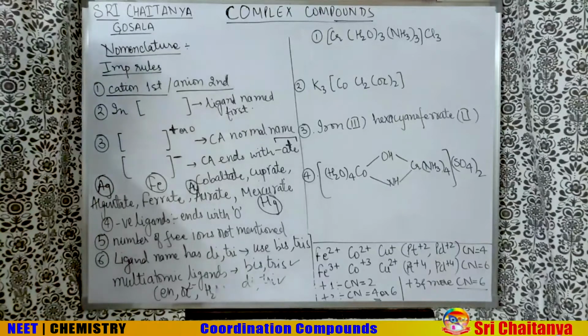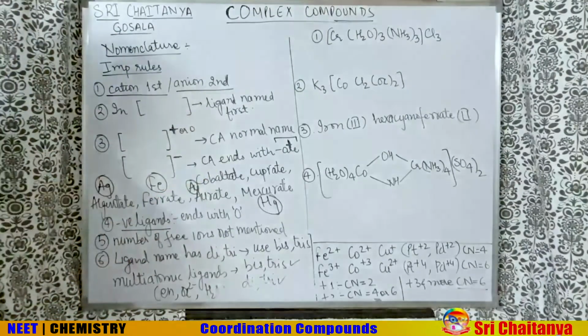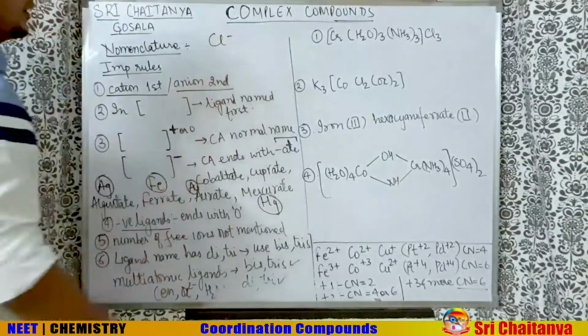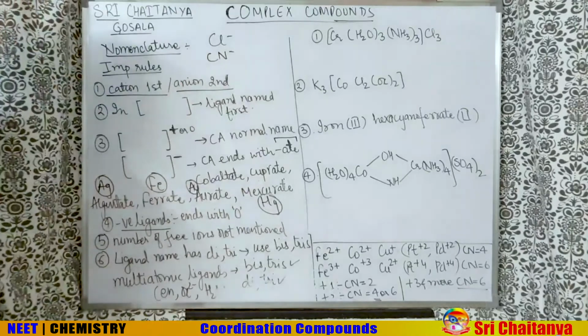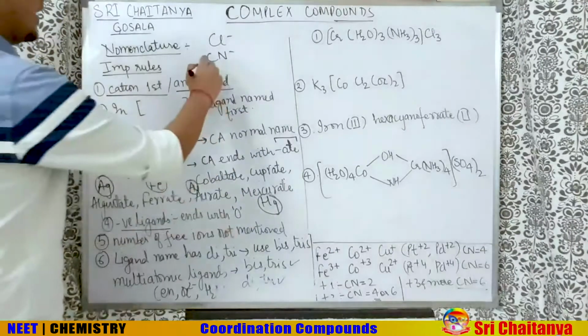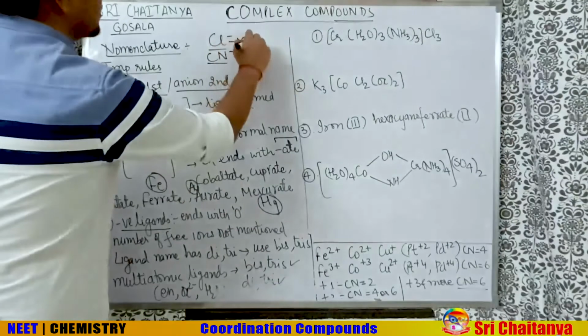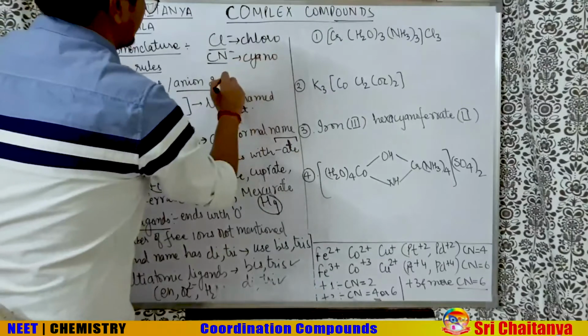Next, if the ligand has a negative charge, its name will end with O. For example, this is chlorido or chloro. CN minus is cyanido or cyano. O will be used at the end if the ligand has a negative charge. Like this is chloro or chlorido. This is cyano or cyanido.